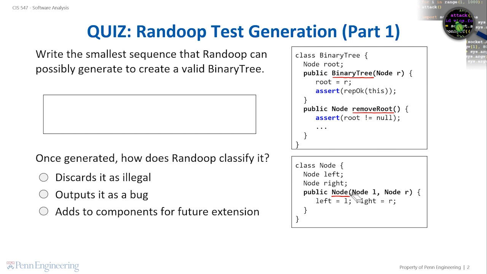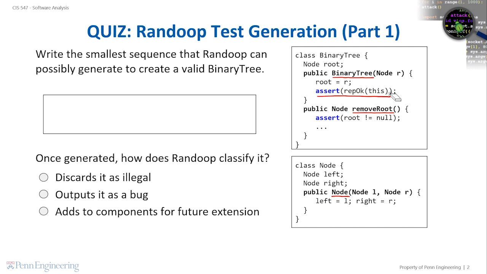Recall that a binary tree with a null root will pass the rep OK check. So the assertion in the binary tree won't fail. Thus, the sequence isn't illegal. Additionally, any default or user-specified contracts on the final object created by this sequence will also succeed. Thus, the sequence is not output as a bug. Hence, Randoop will add the sequence to the set of components.